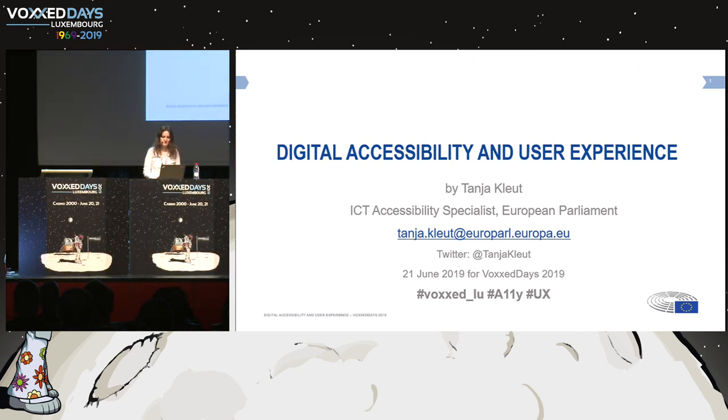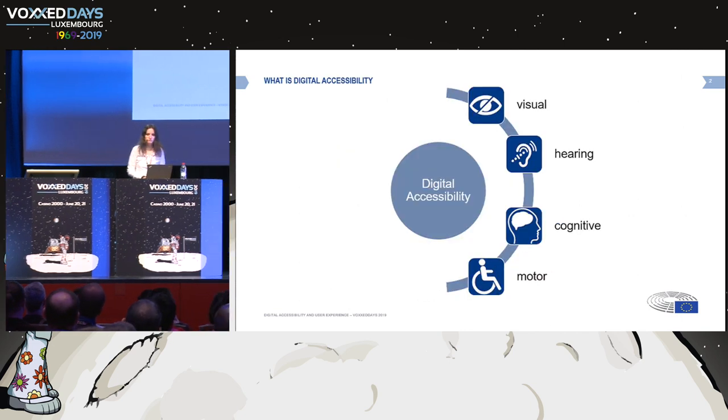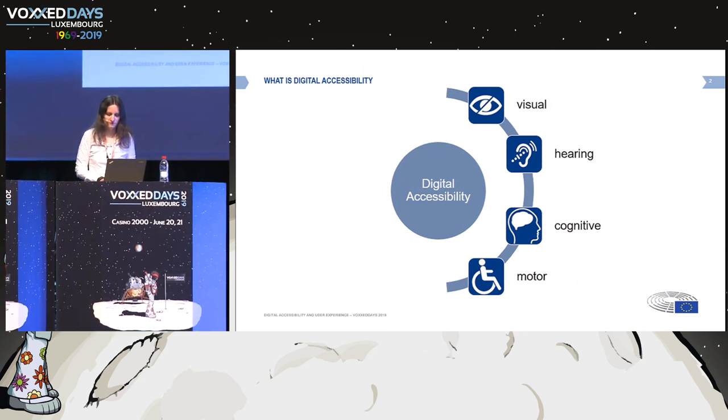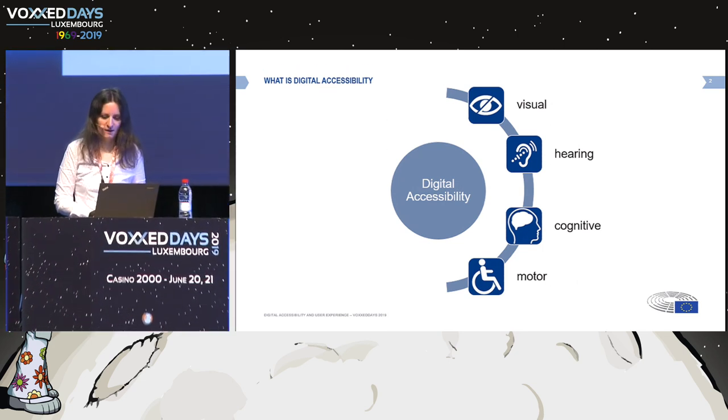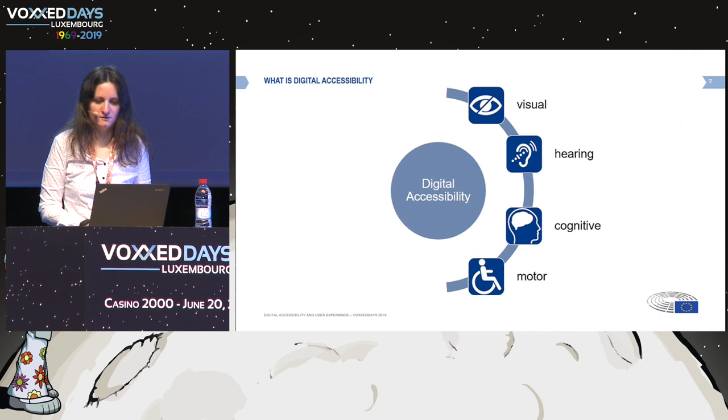What is digital accessibility? Software, websites, and mobile applications should be easily navigated by a wide range of users, including those with visual, auditory, cognitive, and motor disabilities. Accessibility is essential for persons with disabilities, but it benefits all users.